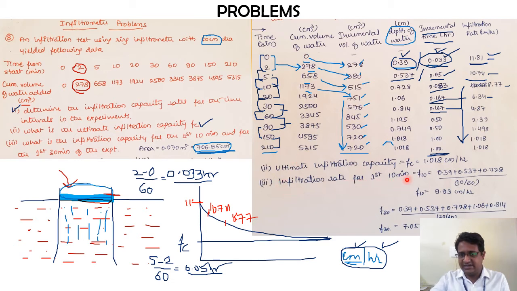Infiltration rate for the first 10 minutes, how will you calculate? F10, I am just nominating it as, is equal to 0.39, the amount of water added for the first 2 minutes, plus 0.537, the amount of water added from 2 to 5 minutes, plus 0.728, which is what you have added from 5 to 10 minutes. If you add all these three things together, you are going to get the total amount of water that has been added in the first 10 minutes.